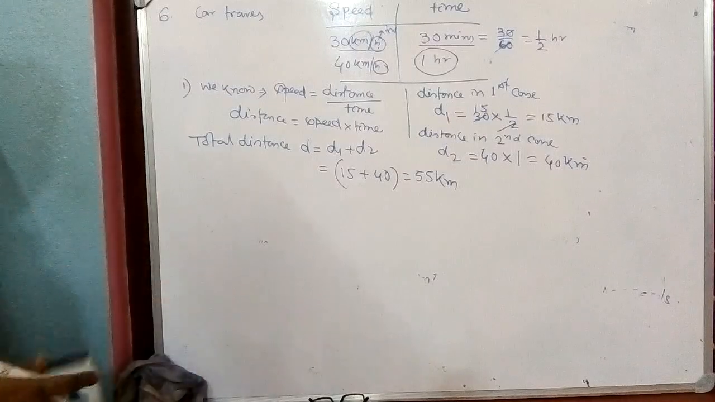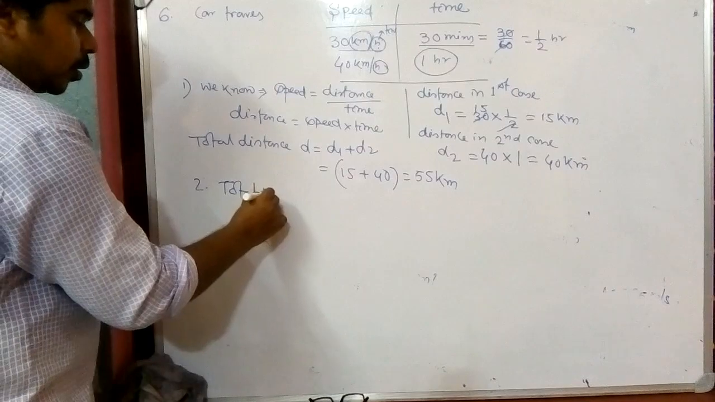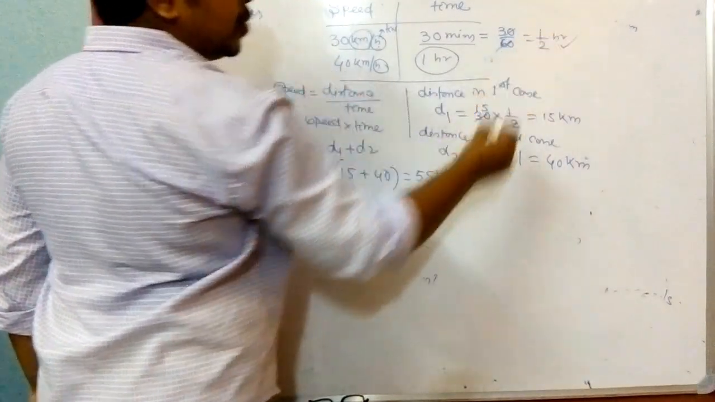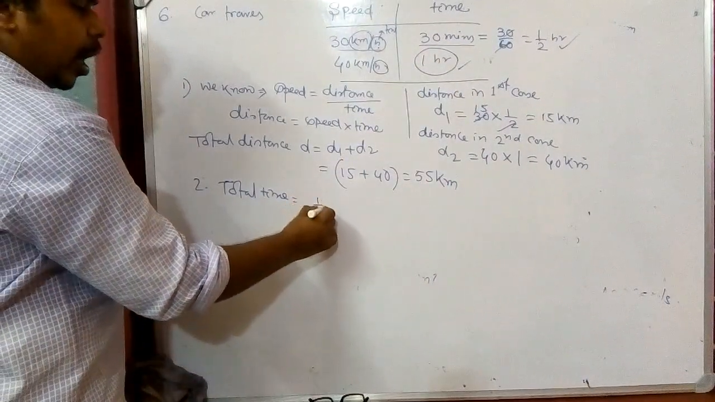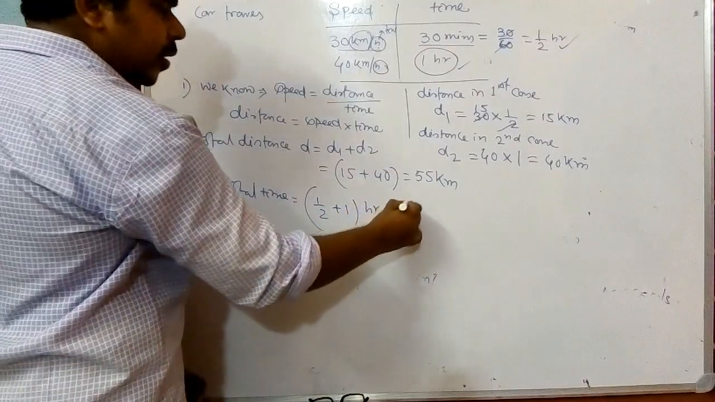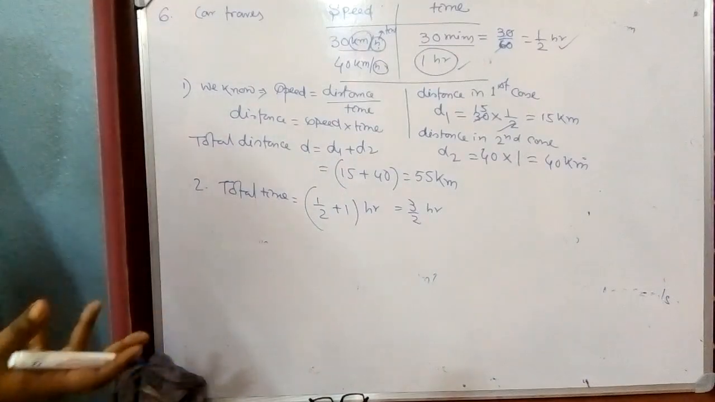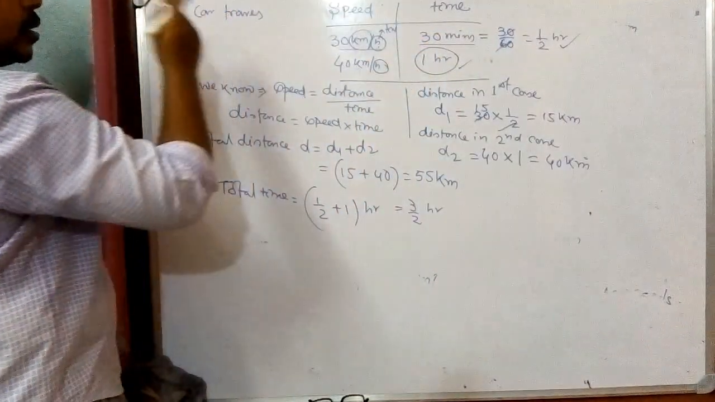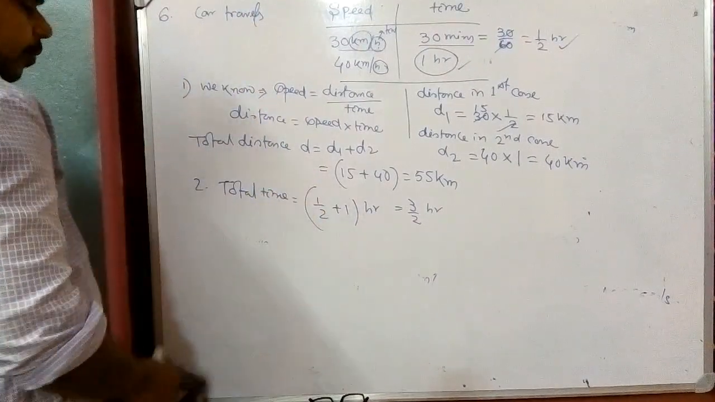Now the next question is total time. So total time, you see, first it will take half an hour and next it is 1 hour. So total time will be half plus 1 hour. So it is 3/2 hour. It's very easy. Total time means the time taken by the car. Okay. So half plus 1.